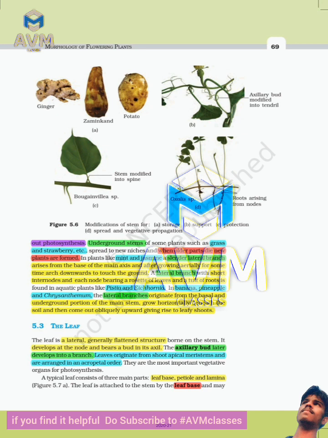In plants like mint and jasmine, a slender lateral branch arises from the base of the main axis and after growing aerially for some time, arches downward to touch the ground. A lateral branch with short internodes and each node bearing a rosette of leaves and a tuft of roots is found in aquatic plants like Pistia and Eichhornia. In banana, pineapple and chrysanthemum, the lateral branches originate from the basal and underground portion of the main stem, grow horizontally beneath the soil and then come out obliquely upward, giving rise to leafy shoots.